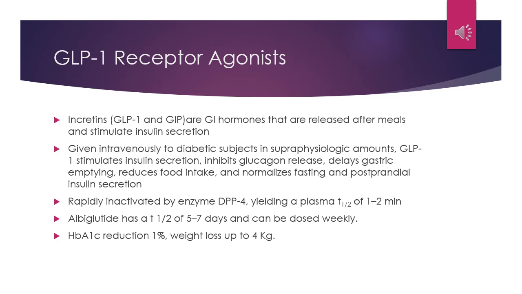Examples are exenatide, liraglutide, dulaglutide. Dulaglutide is the longest acting. It has a half-life of 5 to 7 days and can be dosed once weekly. They are very good agents in reducing HbA1c level. Up to 1% reduction can be seen, and they also help in reducing body weight. Up to 4 kg of body weight reduction can be seen in type 2 diabetes mellitus patients.